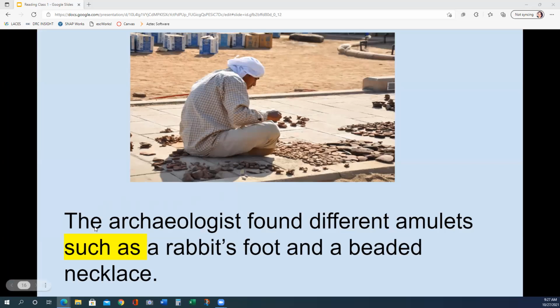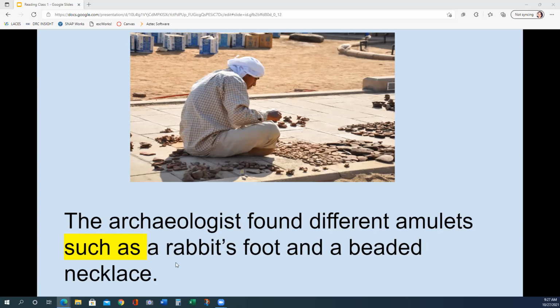Let's look at this phrase, such as. The archaeologist found different amulets, such as a rabbit's foot and a beaded necklace. Okay, do you know what the word amulet means? This is another one of those words we may not know. But if we look at such as, that means they're comparing it to something. So they're comparing an amulet to a rabbit's foot or a beaded necklace. What do we know about a rabbit's foot?